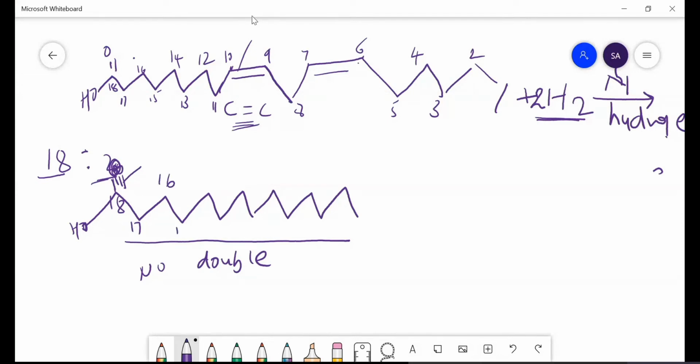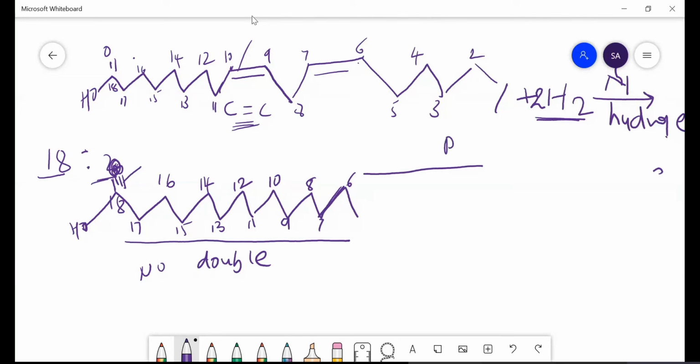So 16, 15, 14, 13, 12, 11, 10, 9. If you see, there is no double bond here, and it has turned into a single bond. There is also a change in the shape. There was a kink, but now this molecule is more straight. There is no kink, or there is no bend.